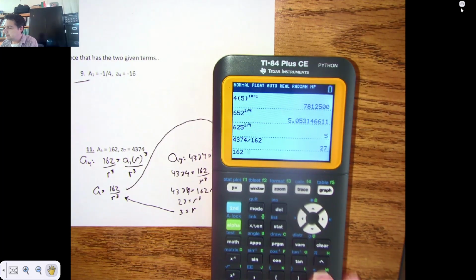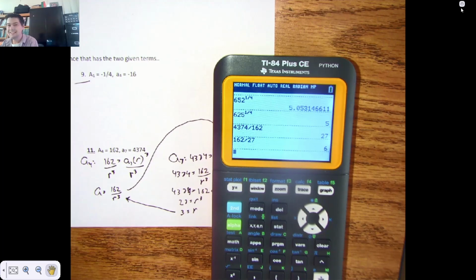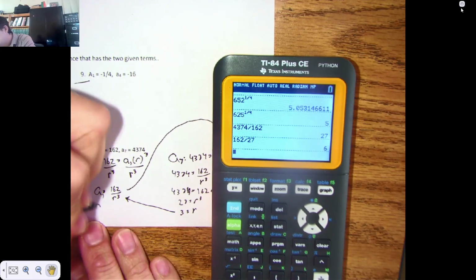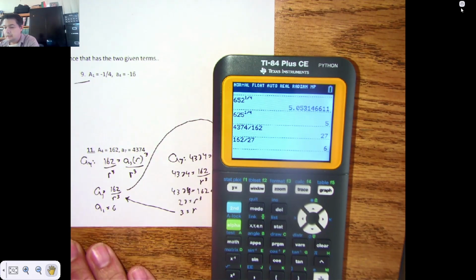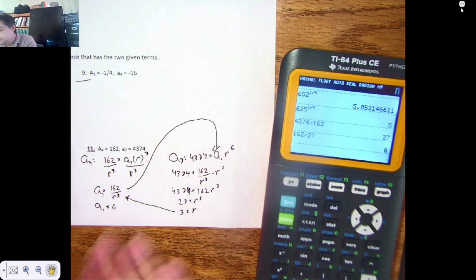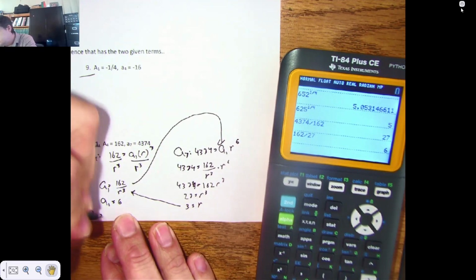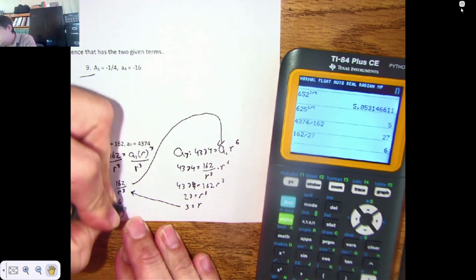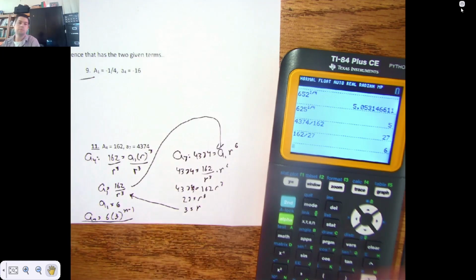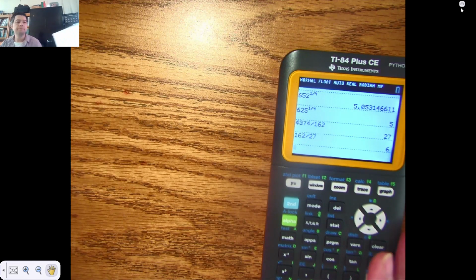162 divided by 3 cubed, which is 27, is 6. So the first term is 6. And now I have the stuff I need for my rule. a sub n is the first term of 6 times the ratio to the n minus 1. Easy peasy, right?